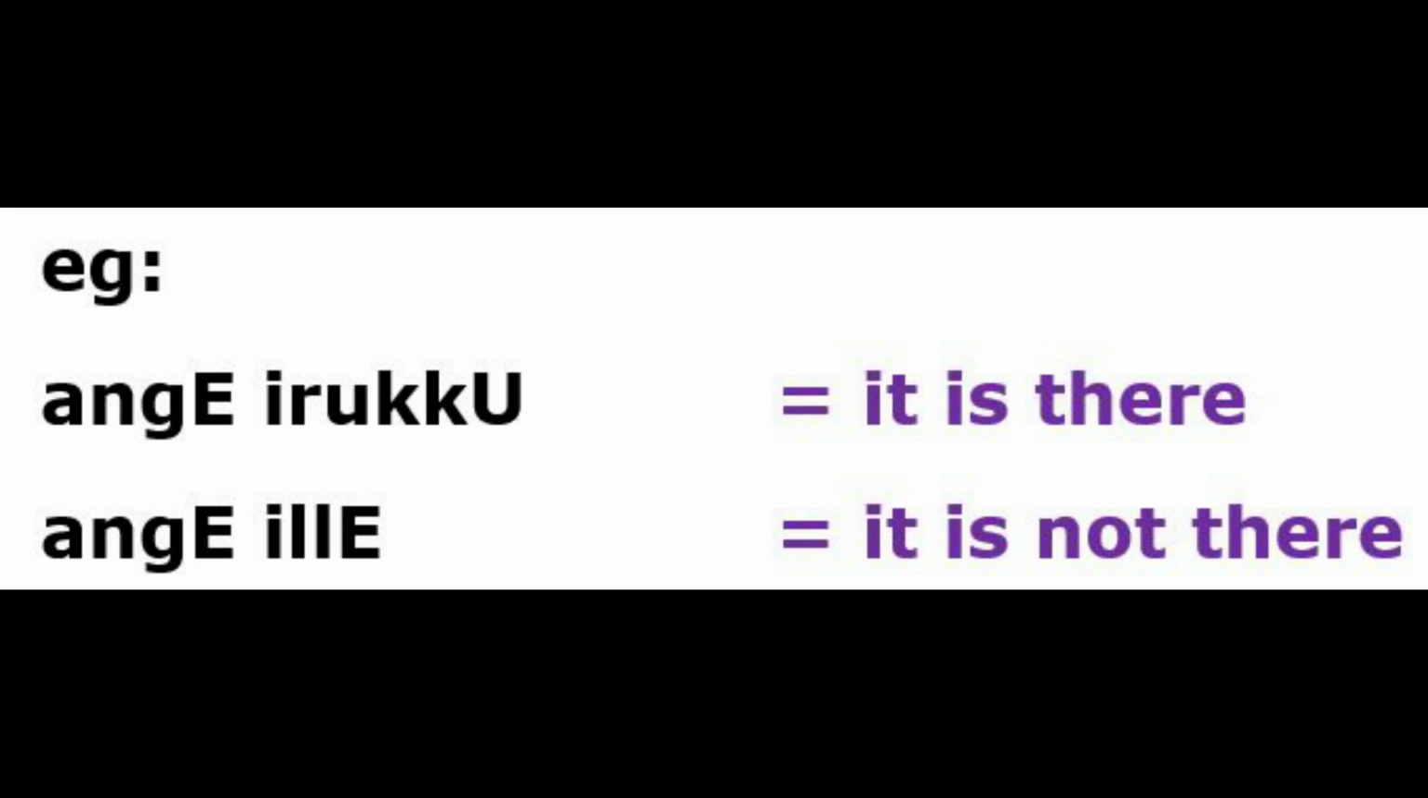Let's see another example here. அங்க இருக்கு. It is there. அங்க இல்ல. It is not there.